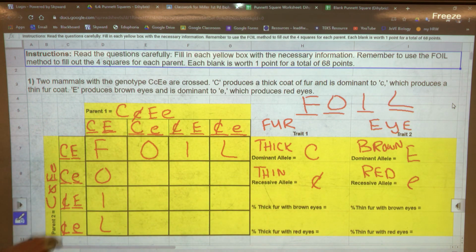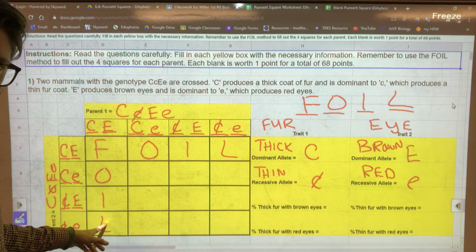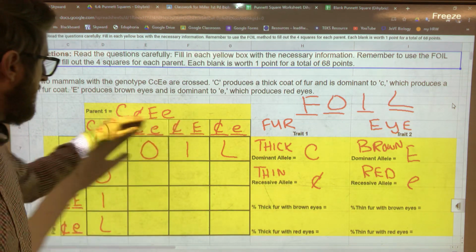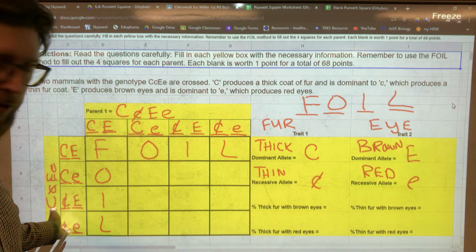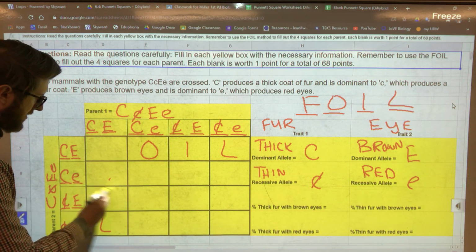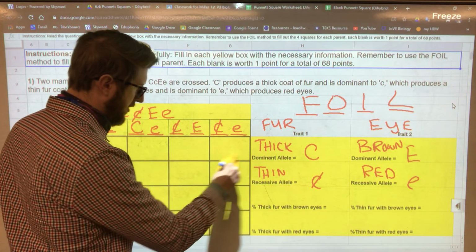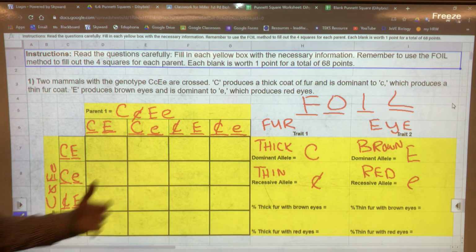Now, if parent 2 was different, I'd have to do the first, outside, inside, last again. Okay, so don't always copy the first parent and put it in the second parent. So I'm going to erase this now because we don't need that. That was just an illustration to show you. Now we're ready to actually do the cross.